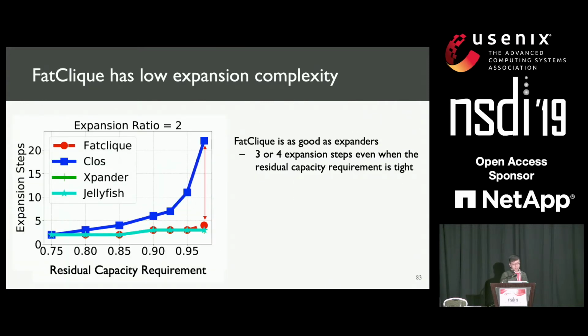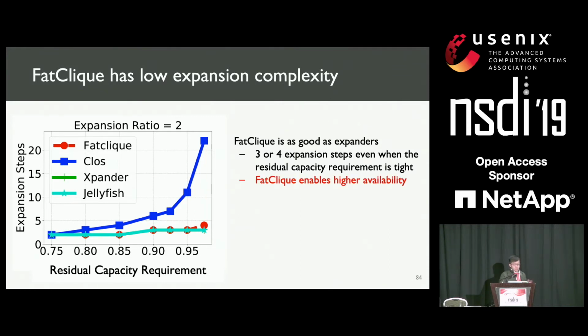Next, to show that FatClique has low expansion complexity, we compare expansion steps under various residual capacity requirements. The x-axis is the residual capacity requirement, and the y-axis is the number of expansion steps. From this figure, we can see that FatClique is as good as expanders. It only uses 3 or 4 steps to expand the whole topology, even when the residual capacity requirement is very tight. On the contrary, for Clos, when the capacity requirement is high, it uses more than 20 steps to expand the whole topology.